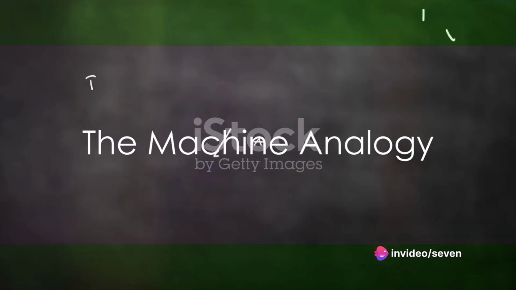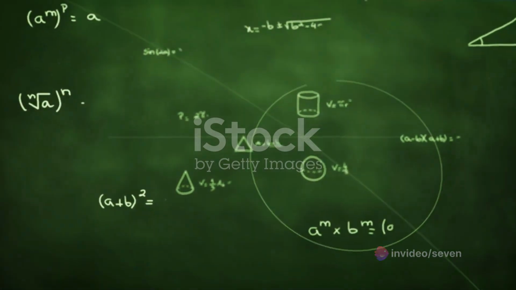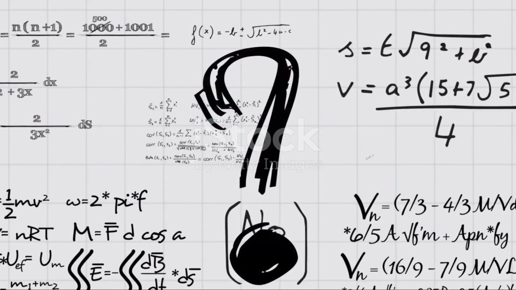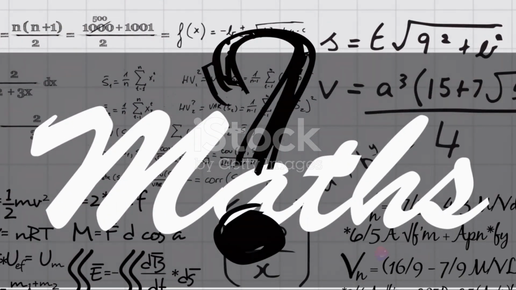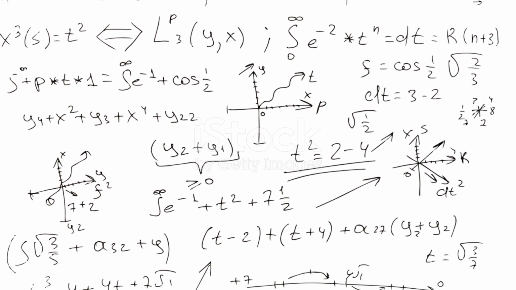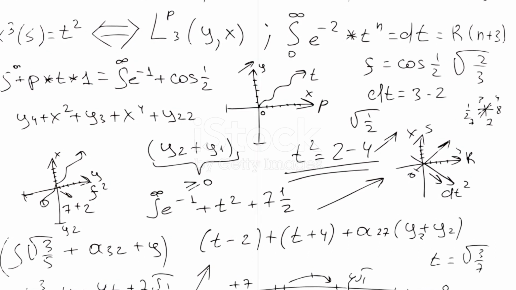Picture a function as a machine. You feed this machine with inputs, and it churns out outputs. But not all machines can process every kind of input, right? Similarly, in mathematics, the domain of a function is the set of all possible input values that the function can accept or process. In other words, it's the set of all values that we can plug into the function's input variable and get a valid output.